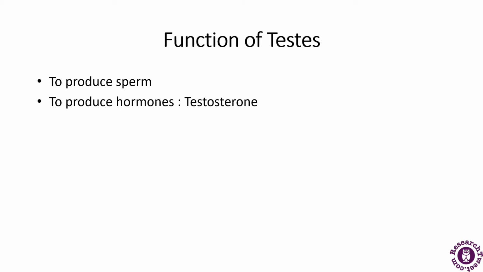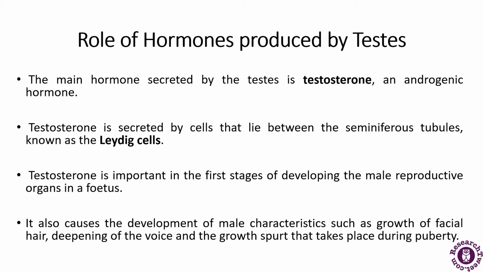So they are then ready to be released at ejaculation via the vas deferens. Now, what is the role of the hormones produced by the testes? The main hormone produced by the testes is testosterone, which is an androgenic hormone. Testosterone is secreted by the cells that lie between the seminiferous tubules, which are called the Leydig cells.